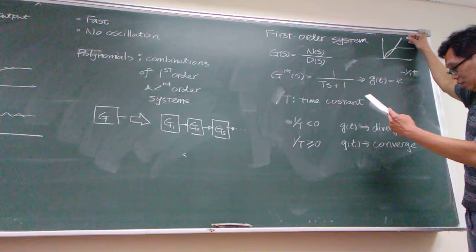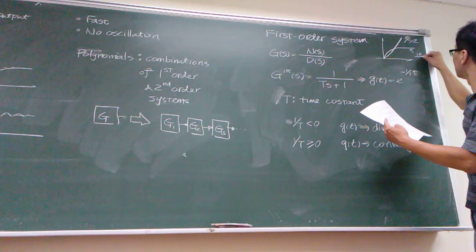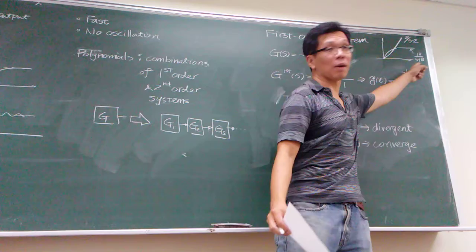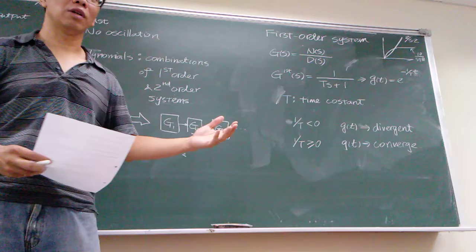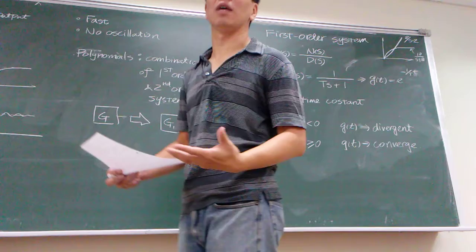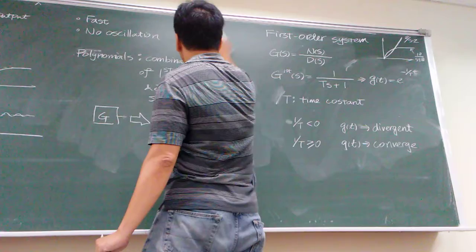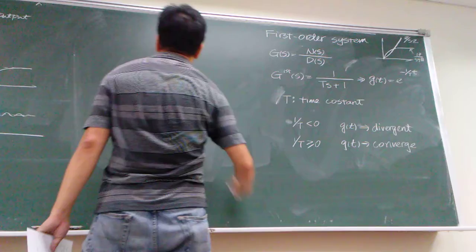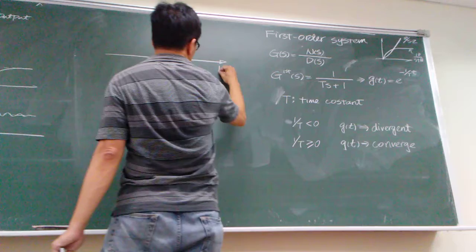In your notes, it's going to look like this, which means, this is my pole. If my pole is negative, my system is going to be stable. If my pole over here is positive, my system is going to be unstable. Make sense? So, when we are dealing with this kind of stuff, you're going to see another plot all the time in control theory. This is the real axis of s, and the imaginary axis of s.